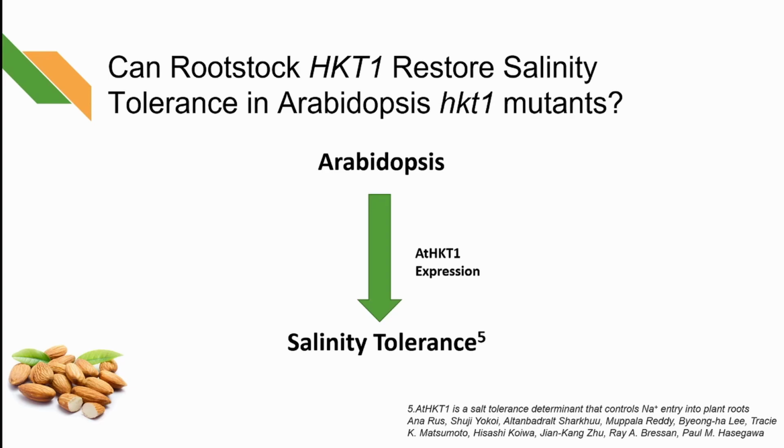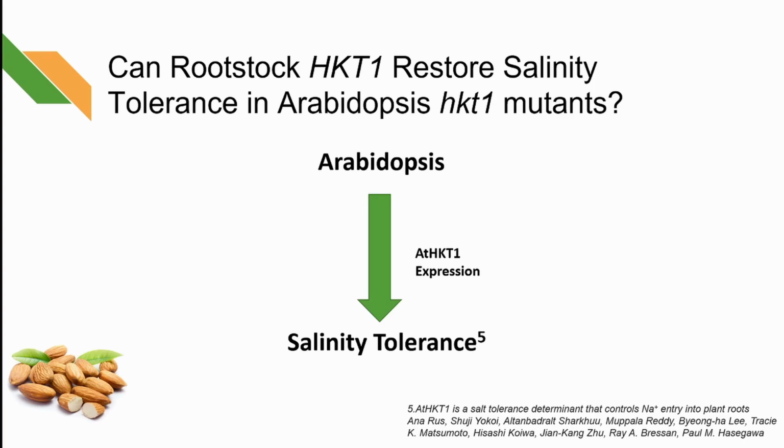However, there is a workaround we can do to test the first question we need to address, which is whether HKT1 is even functionally conserved in these almond rootstocks. We can do this using a functional complementation study with Arabidopsis. Arabidopsis is a model plant organism that has tons of resources, grows easily, and has a rapid lifespan.